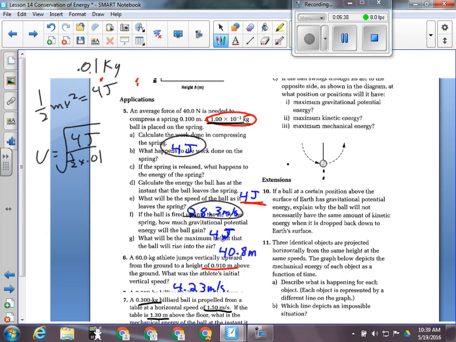Okay. If the ball is fired straight up in the air, how much energy is it going to have when it's at its highest point? 4 joules. Still, that's all the work we did on this system. That's all it can ever have.